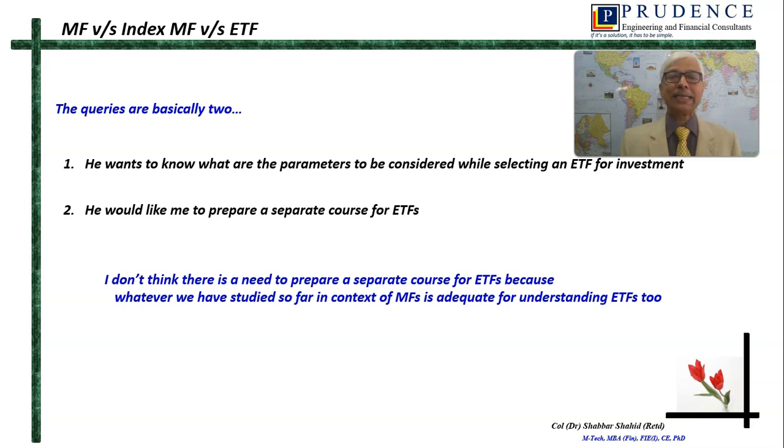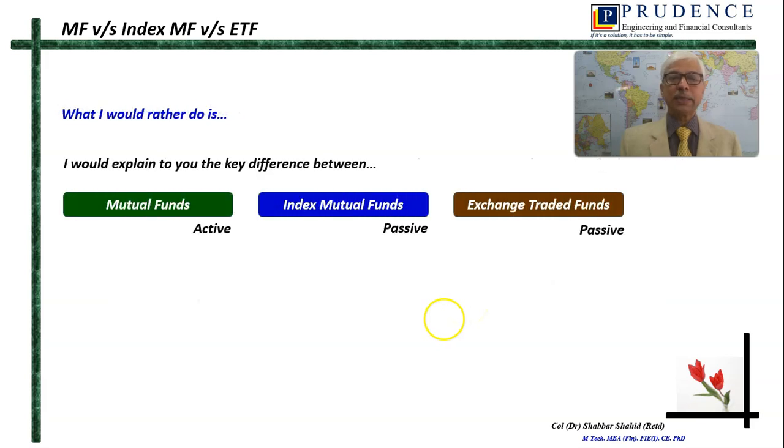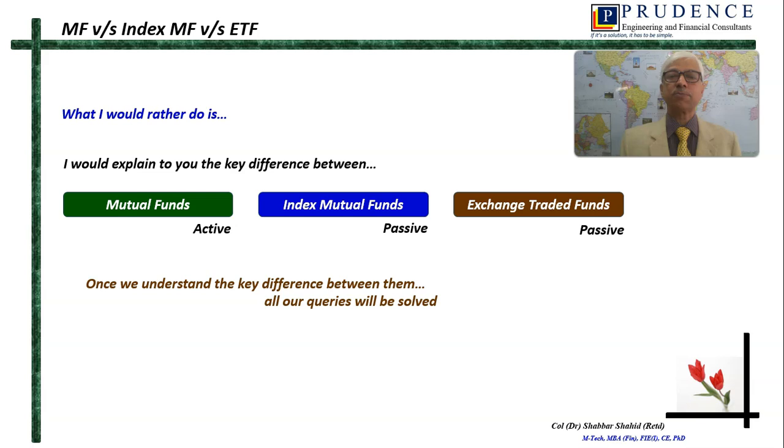But what I can understand is that there is some confusion in your mind regarding the mutual funds and ETFs. So for the benefit of all students, I would like to explain to you the key differences between these three things: the mutual funds, the active mutual funds, then the index mutual funds, which are passive, and the exchange traded funds, which are again mostly passive. Once you understand the differences between these three, then you will have a very clear understanding and all your questions will be automatically answered.